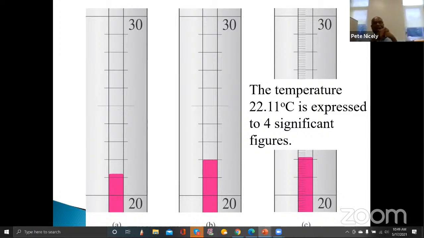So I thought it was important that I go through this particular example so that you understand how the number of significant figures are determined, and most importantly, how the last digit, which is estimated, is determined, all right? But remember, the definition of significant digits is all those digits that you can determine plus the last significant digit.